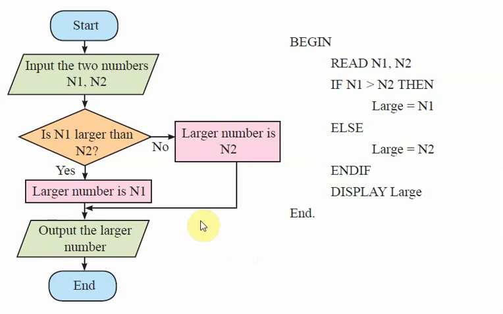Now see this example. Start, begin, input two numbers, right? So read n1 and n2. The pseudocode is reading the number, whatever number we input, it reads, so we need to make here read.